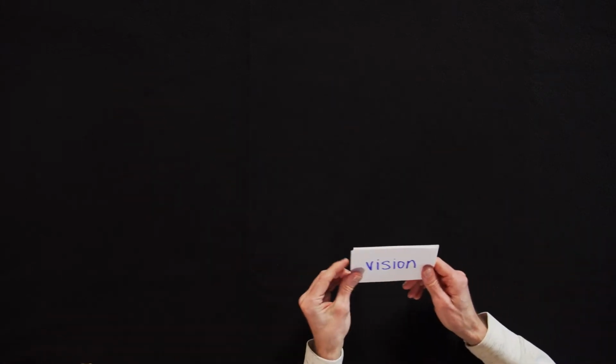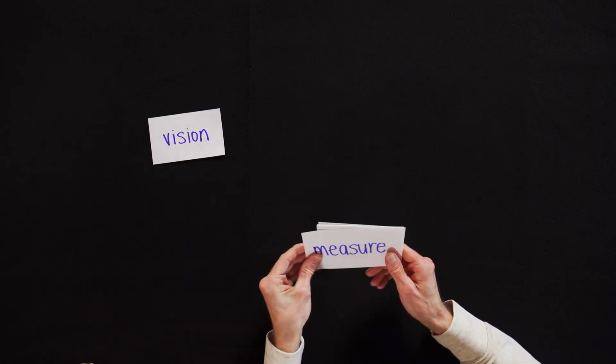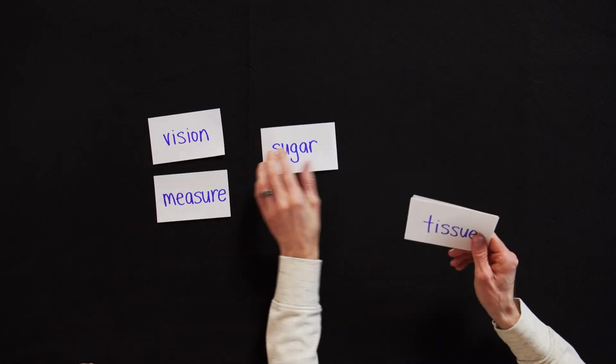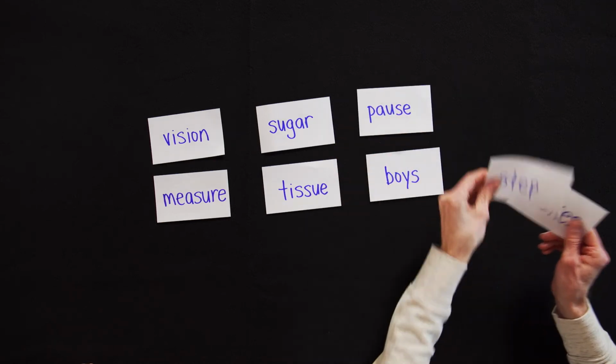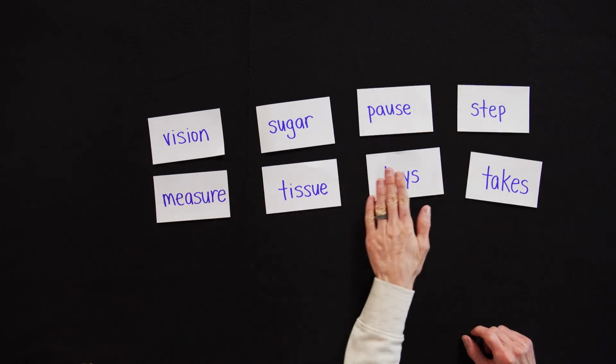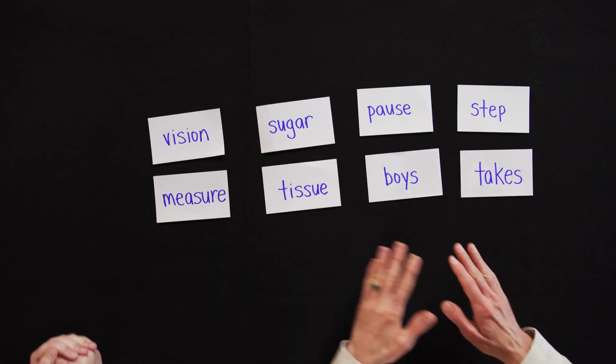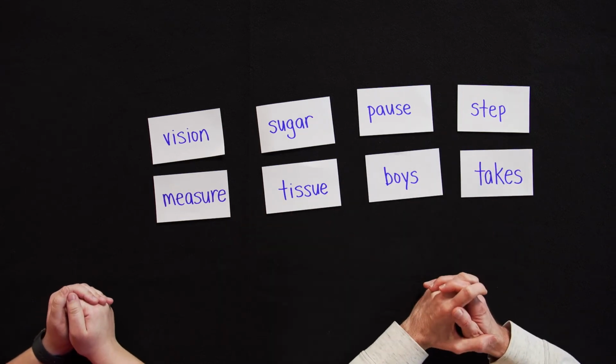Now try this one. What makes the words in each column here different from the words in all the other columns? I'm going to show you columns A, B, C, and D. What makes each column different from the other ones?